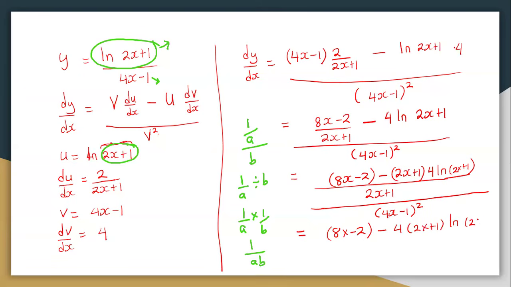All over bracket 2x plus 1 multiplying with 4x minus 1 squared. Okay, that is okay. We can end there. Thank you, teacher. Baswali, members, you can end at that point.